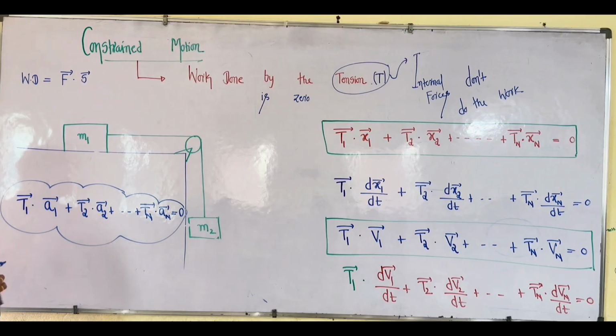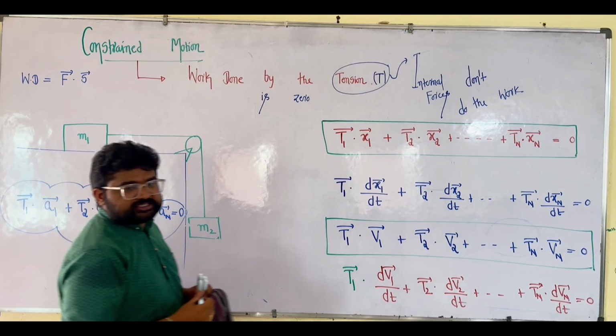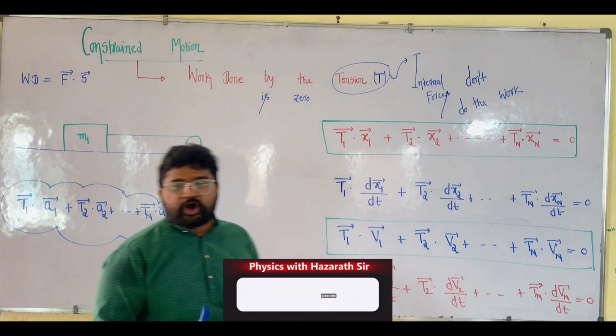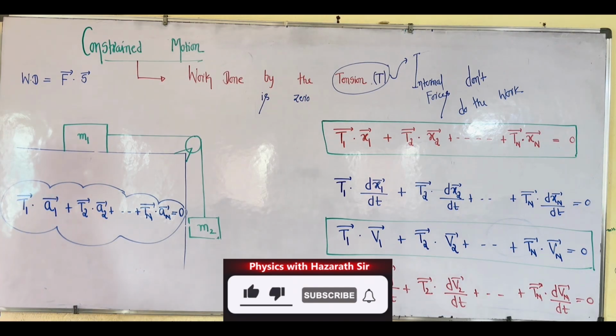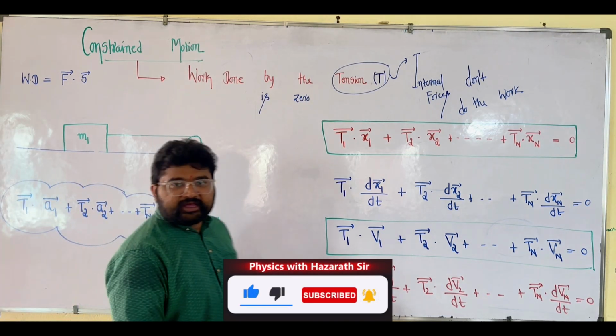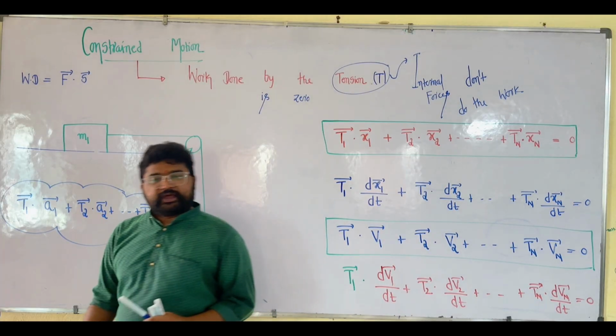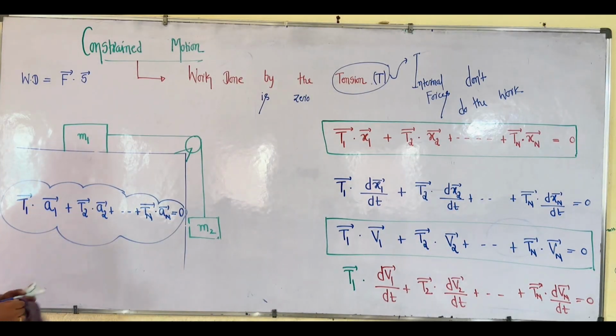So these are the three master equations to solve systems of pulleys and blocks, constraint equations for constrained motion. Constrained motion means what? Restricted motion. Okay? Are you clear? Restricted motion.